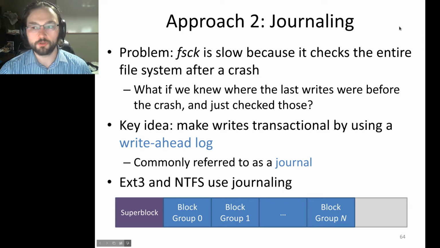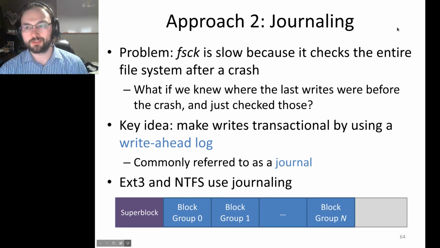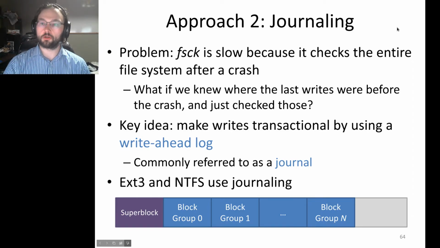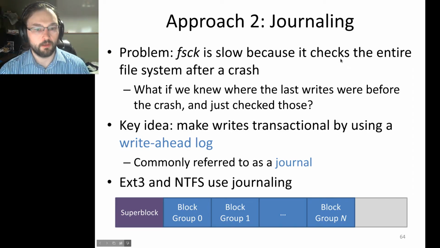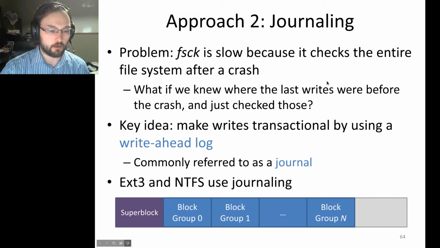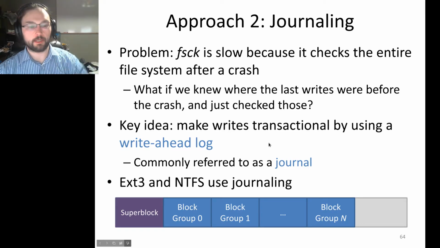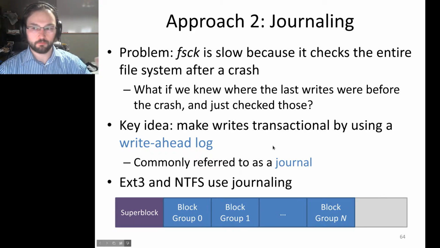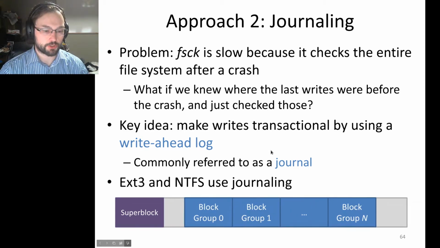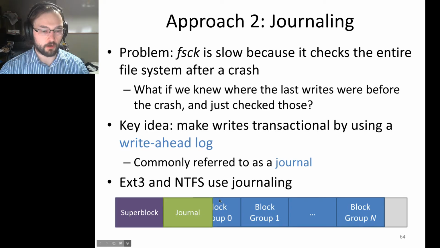All right, so the approach that we use more recently, and still on most desktop Windows and desktop Linux systems, is journaling file systems. We're going to use a write-ahead log, and that will allow us to make our writes, even multiple block writes, transactional. So the operation that we're doing, an update to a file or whatever, becomes atomic even in the face of a disk crash. So we have to add one more thing into our file system.